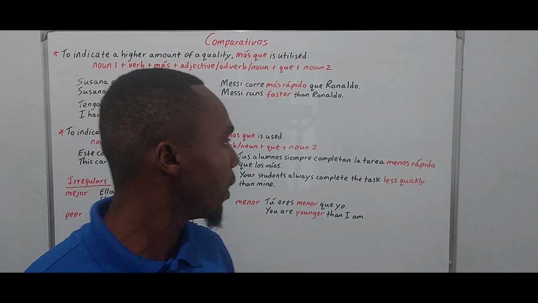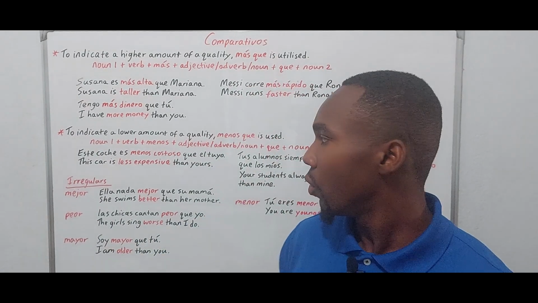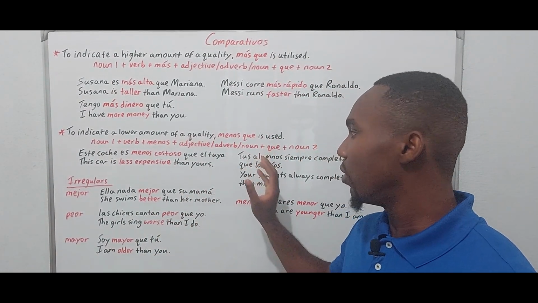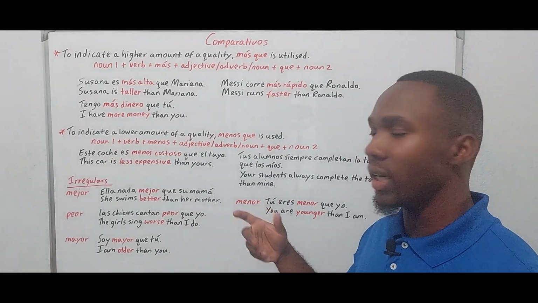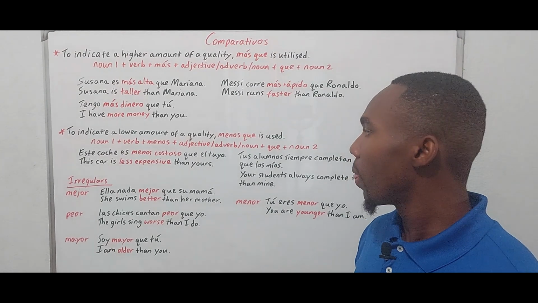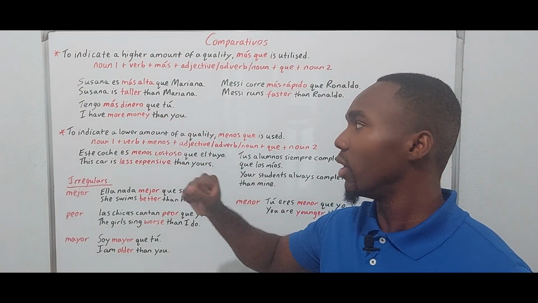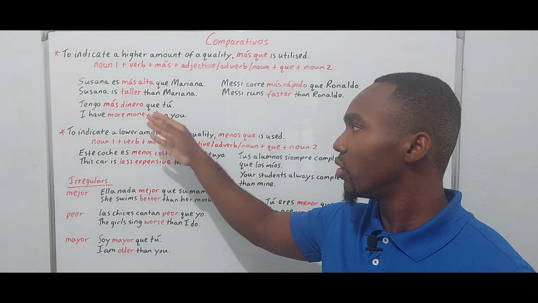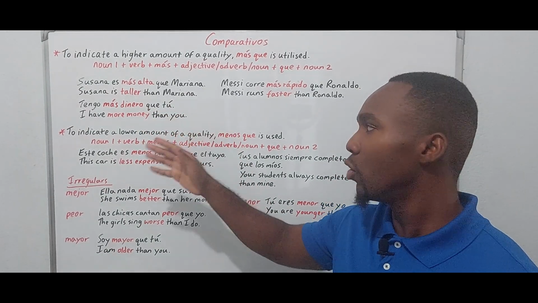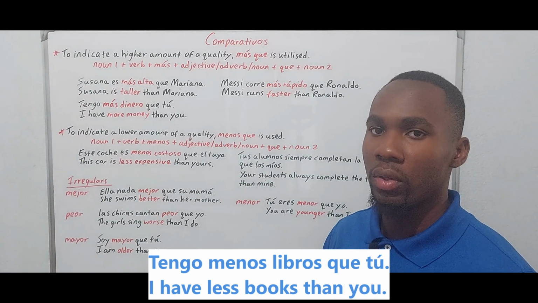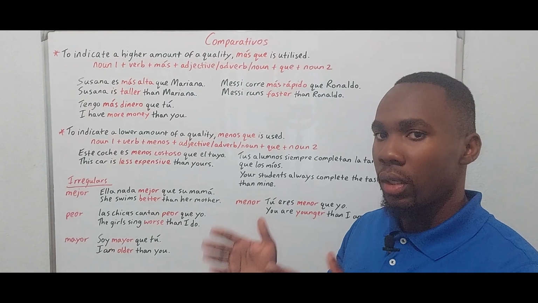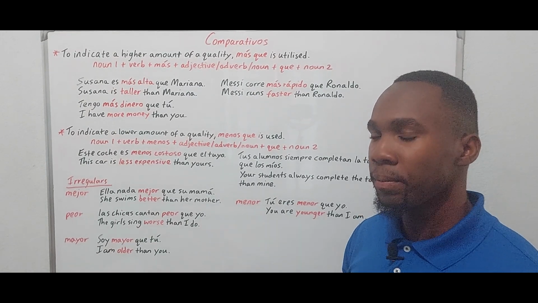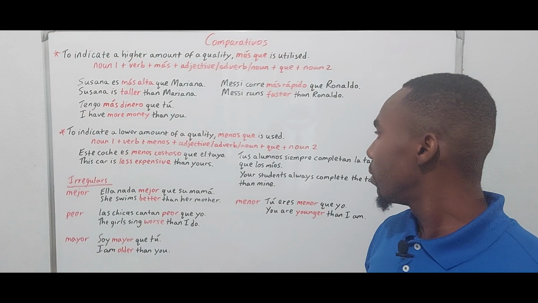All right. And I didn't write an example utilizing a noun, but I'll create one now. Tengo menos libros que tú. I have less books than you. So menos libros is our noun, all right? Muy bien.